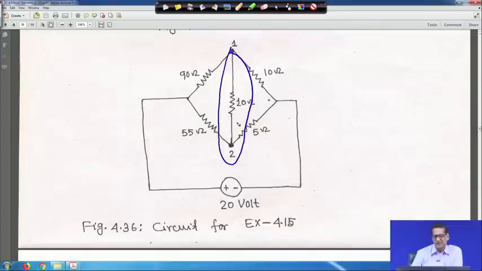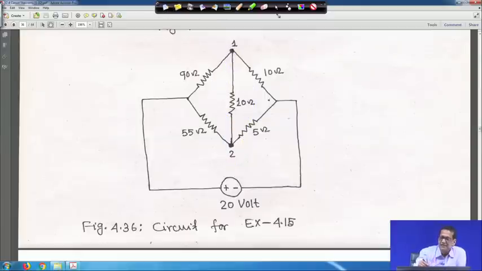You have to find out the current through this 10 ohm resistance, and this voltage is given as 20 volt. Now, the question is how to find it. First you have to remove this 10 ohm resistance, that means make it open circuit, to get the open circuit voltage, which is the Thevenin voltage, and then you also have to find the Thevenin resistance.